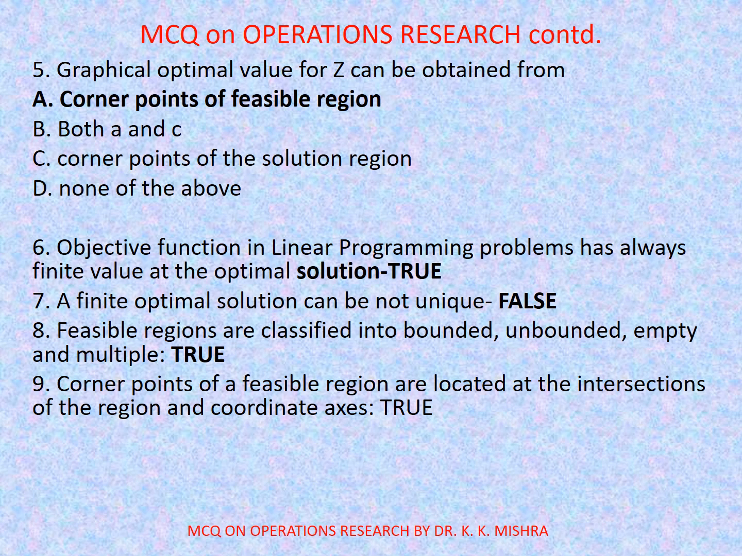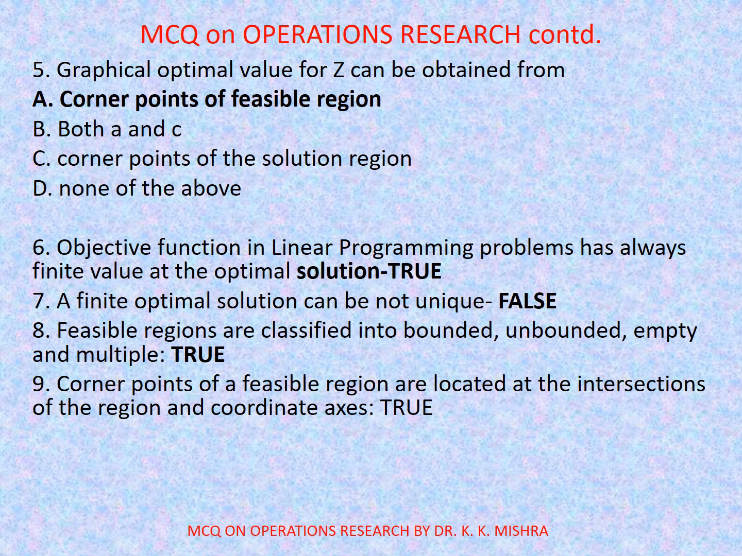Question number 6. Objective function in linear programming problems has always finite value at the optimal solution. Is it true or false? It's true. Question number 7. A finite optimal solution can not be unique. Is it true or false? It's false.